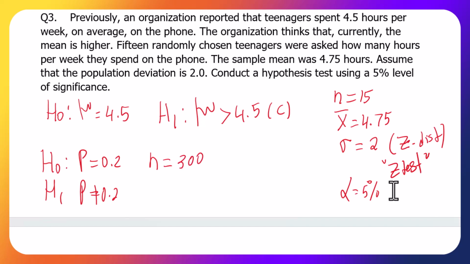Here's how you check the condition of the test. It's n times p0 times (1 minus p0) must be greater than 10. p0 is the value that you get from the null hypothesis. So that will be 300 times 0.2 times (1 minus 0.2). If this number, guys, turns out to be bigger than 10, you'll go ahead and just perform the test. If not, you cannot perform the test. And that concludes everything.